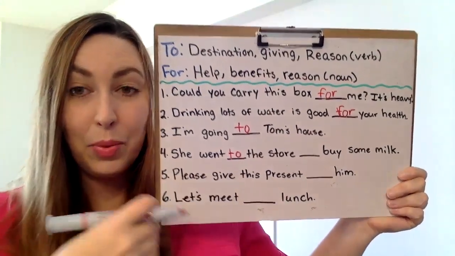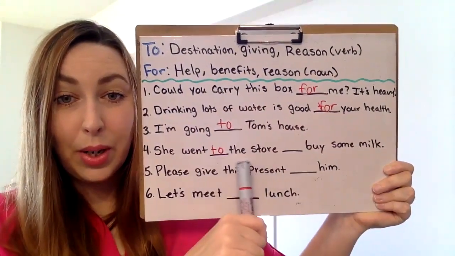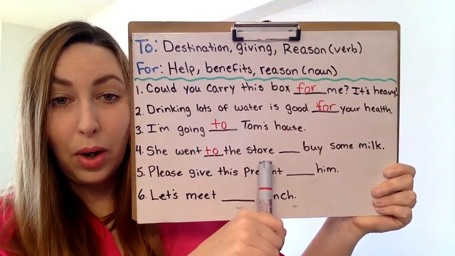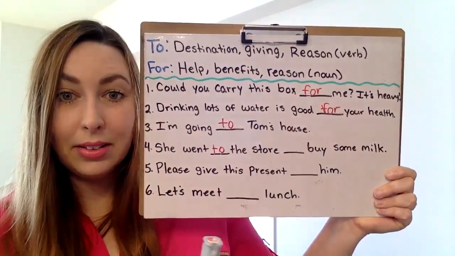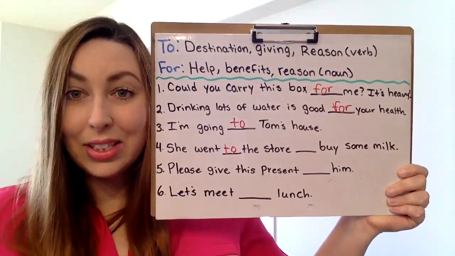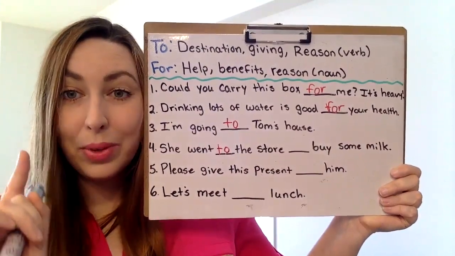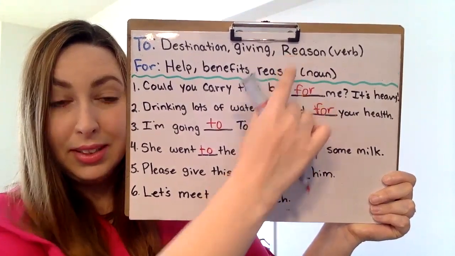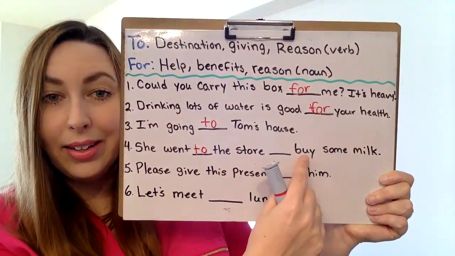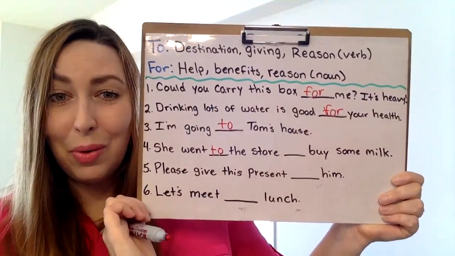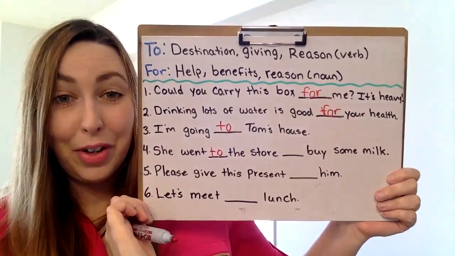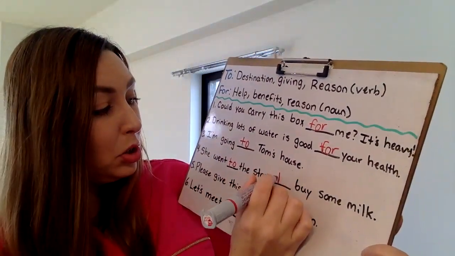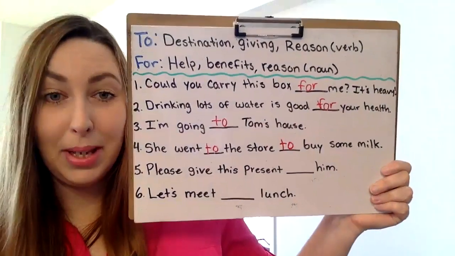So we have an action. We're going somewhere. Where are we going? The store. This is our destination. She went to the store. Okay, so why did she go to the store? The reason. So we could use for or to, reason, but here, buy. Is buy a noun or a verb? Well, it's a verb, so we're going to use to. She went to the store to buy some milk.